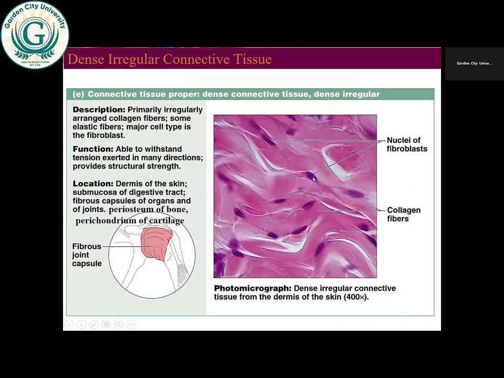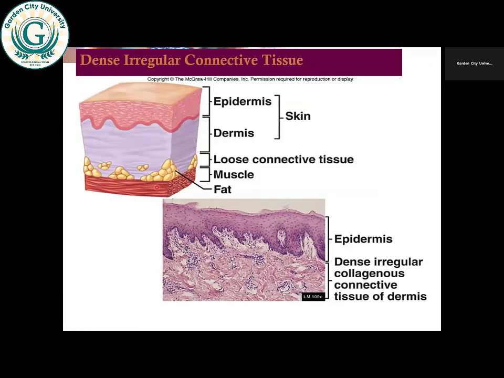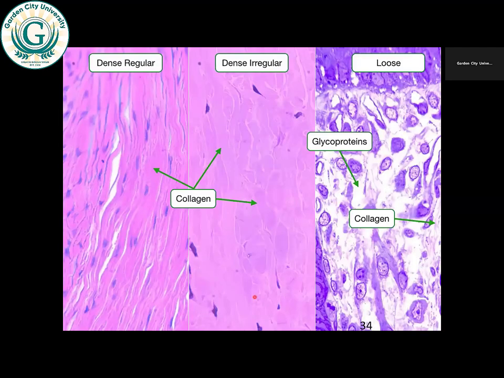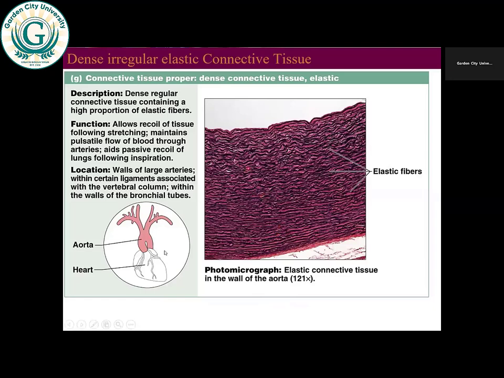And here this is dense irregular. See, the fibers are in different directions. So the connective tissue around cartilage, connective tissue around bones, the capsules of organs, the dermis of the skin, they are all dense irregular connective tissue. So we are seeing here the dermis of the skin. So the connective tissue that we have here is what? Dense irregular connective tissue.